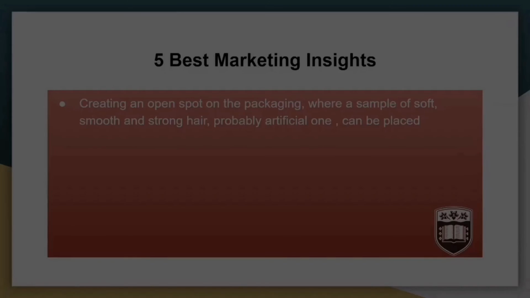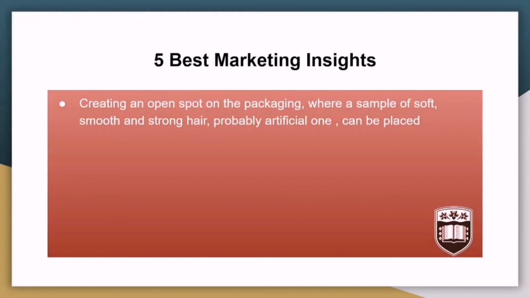My marketing insight would be creating an open spot on the box where an example of soft, smooth, and strong hair, probably artificial, can be placed. This idea came to me from the recent research and publications on neuromarketing. The overall concept is to influence the reptilian part of the human brain, which is 1 out of 3 parts, and it is mostly instinctive and is responsible for our actions and fast thinking.